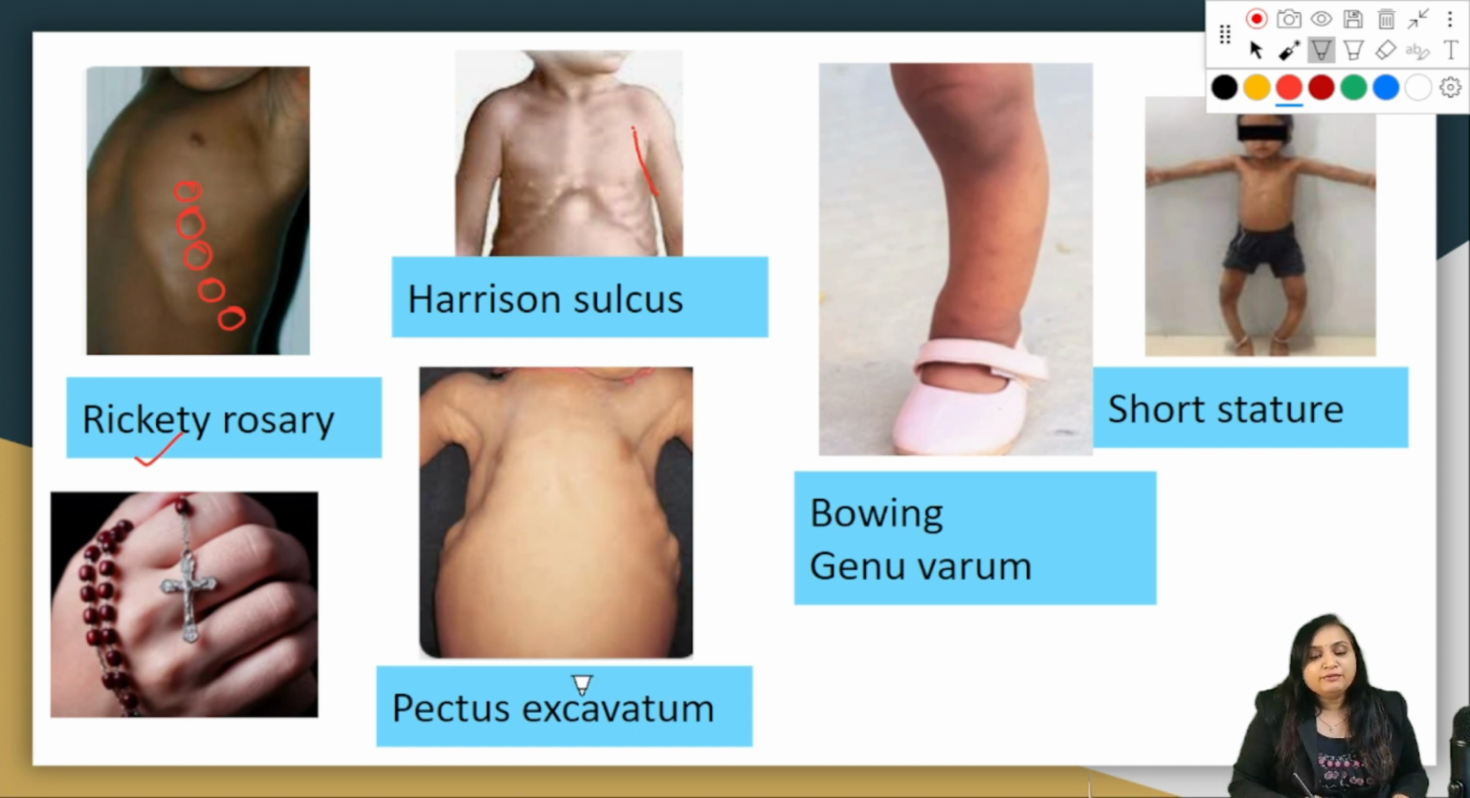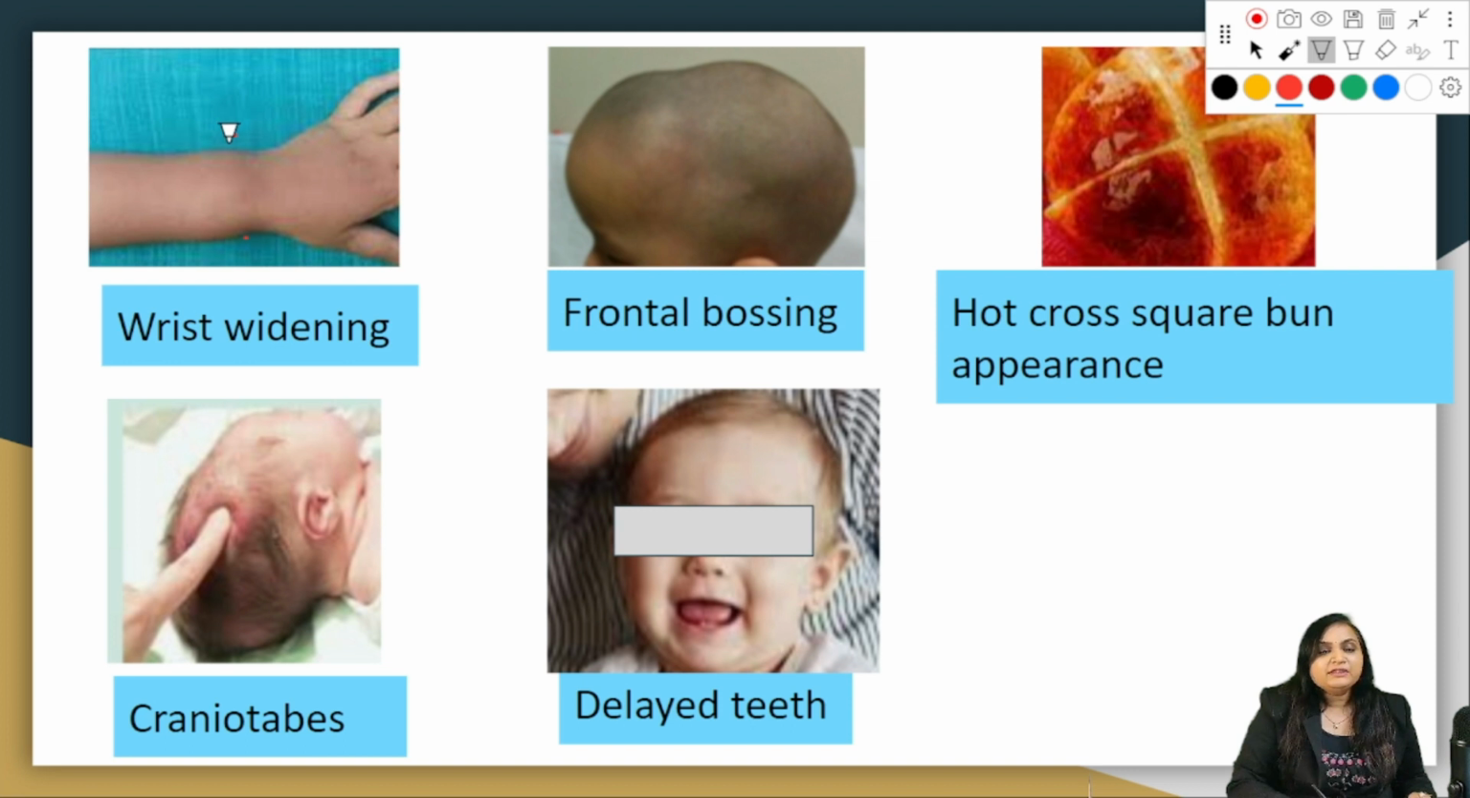There will be one more deformity which is called pectus excavatum. There will be an external curvature of the sternum. There will be a bowing of the leg, genu varum, genu valgum, or it could be windswept deformity, which we are going to learn in an upcoming slide. Because of the rickets, there will be a disproportionate short stature. The upper segment will be almost normal and the lower segment will have a reduced length. There will be wrist widening, which is the first sign of rickets in children.